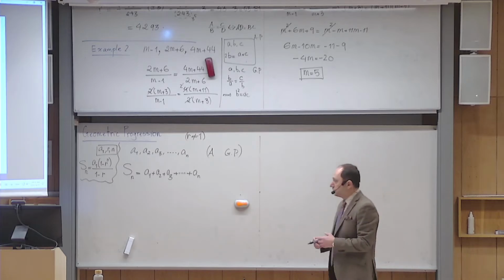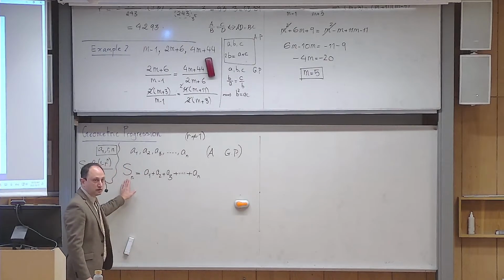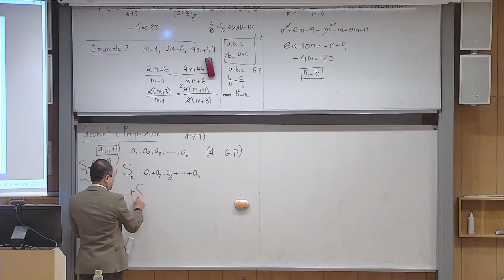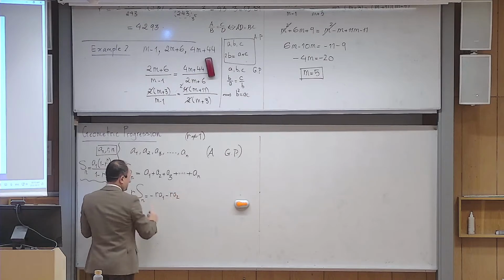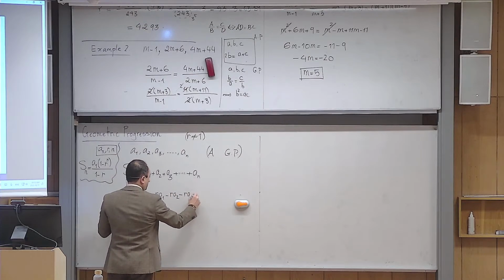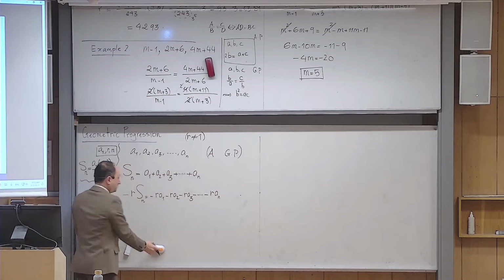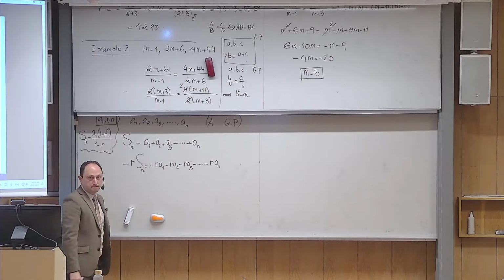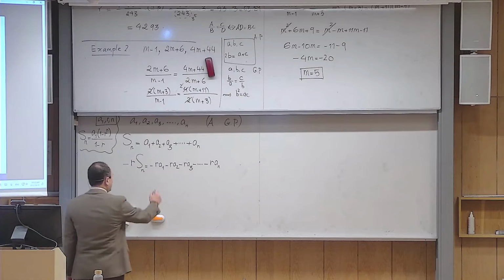Okay, I give you a hint, but you tell me why it works, okay? You multiply your sum by minus r, okay? So I will multiply it by minus r, everything. Now, can you see why this will work? Okay, tell me at least something. What can I write instead of this?